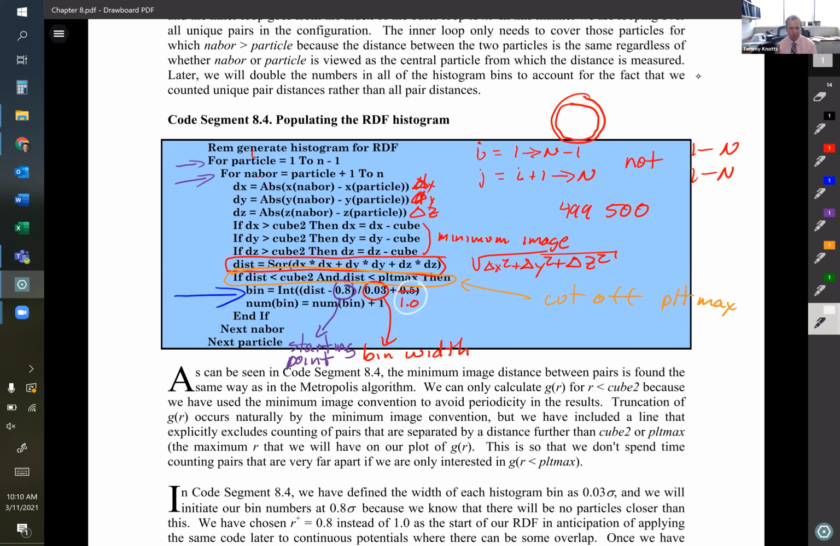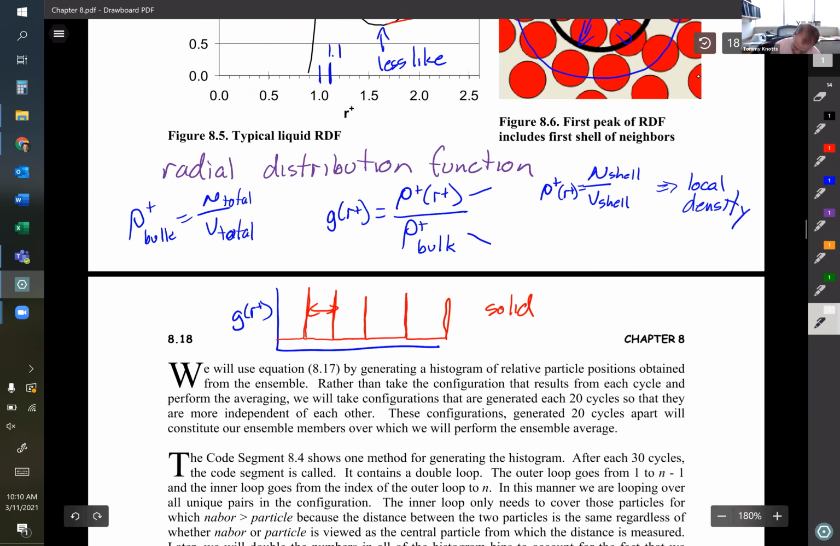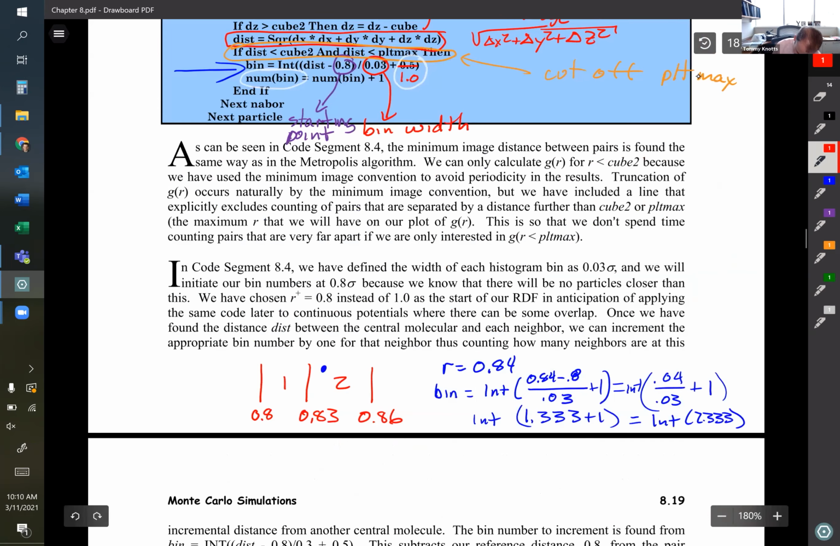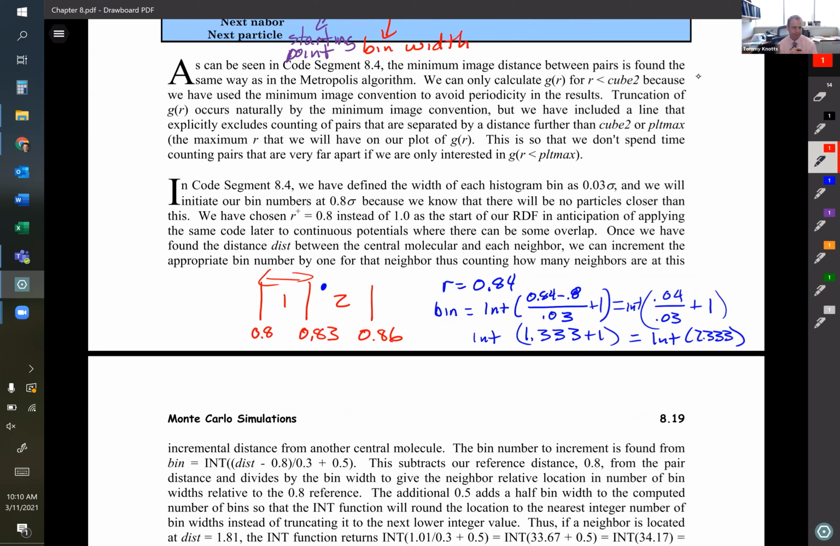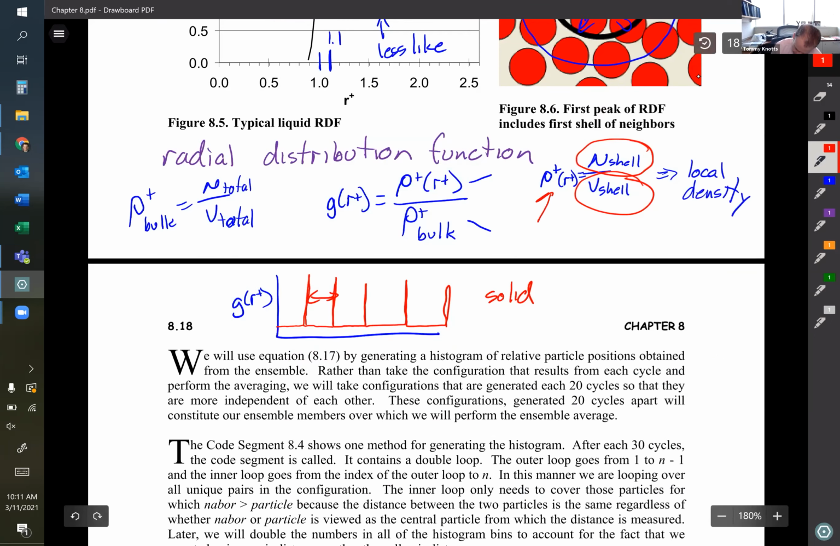And so then I just keep track of all my bins. I have this array called num, and I keep track of all the n. If I know all the n, then I can use that here. This gives me my n in that shell. I can calculate the volume of that shell because I know the distance. I can calculate the delta here and then do 4 pi r squared times that 0.03. So I can get the volume of that shell, and then I divide to get my local density. I divide that by the bulk density to get my g of r.